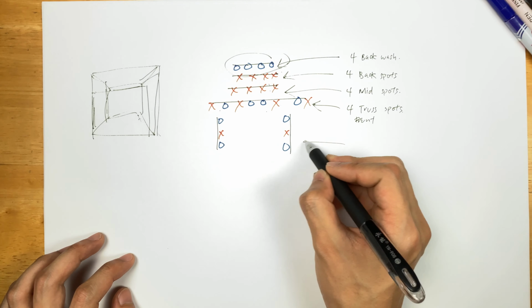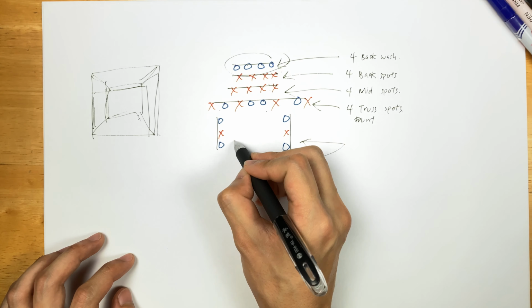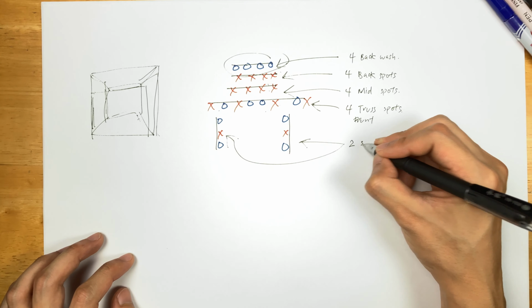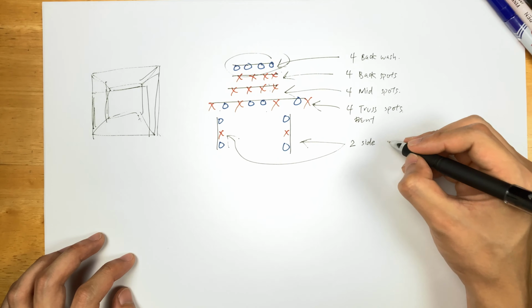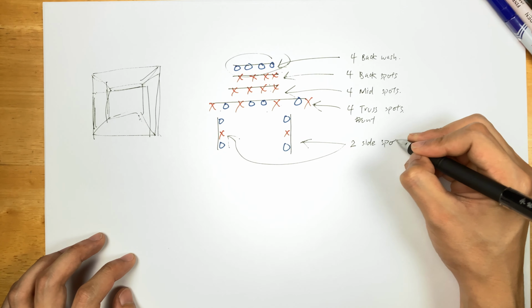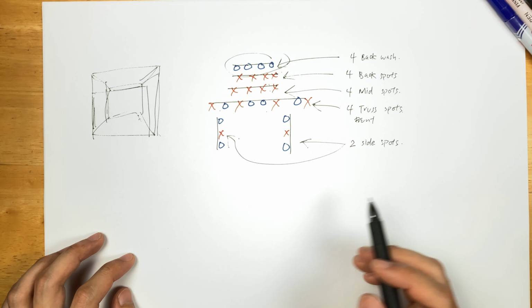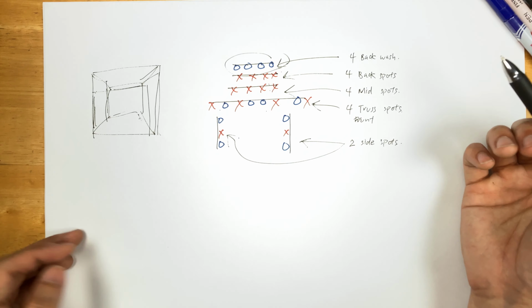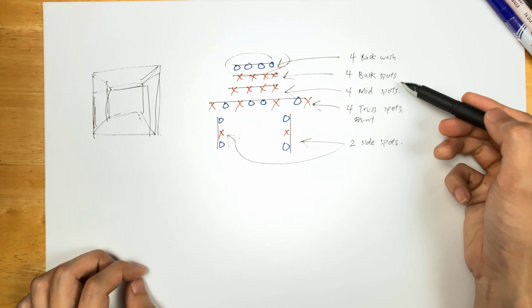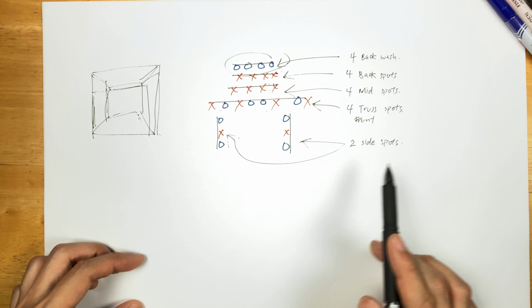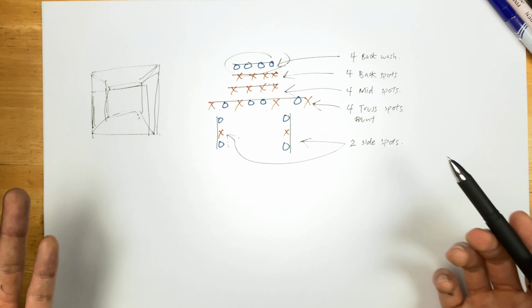And then we have this one and this one, two side spot. Okay, so this is how we simplify our spots, which is also our grouping. So each of these is one group of lights that I can easily select and locate.